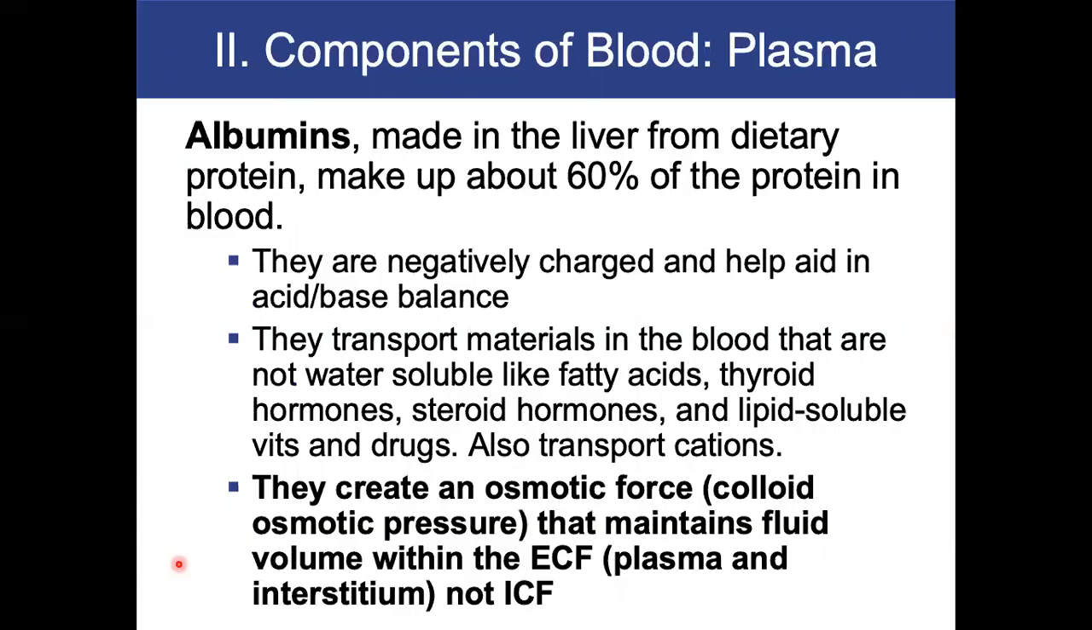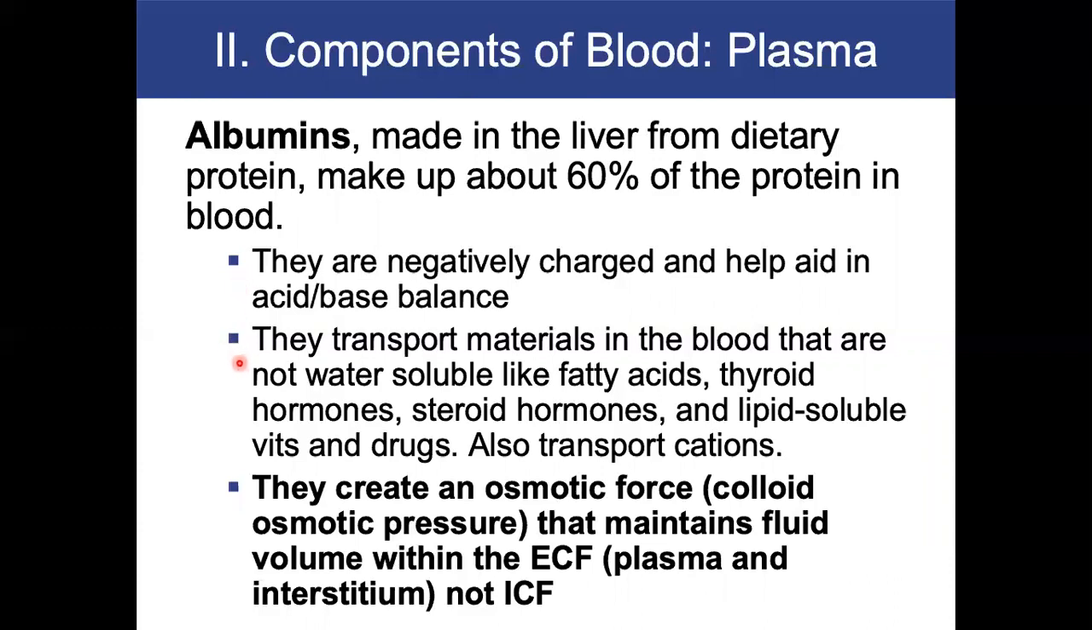I want to take a second to talk about albumins. They're made in the liver from dietary protein. They make up about 60% of the protein in blood. So the majority of the proteins in blood are albumins. Second to that would be your lipoproteins, right? Like your LDL, HDL, etc. They are negatively charged and they help in acid-base balance. Because they're negatively charged, they can grab free H plus or free protons so that the protons aren't running around dropping the pH or making the blood acidic.